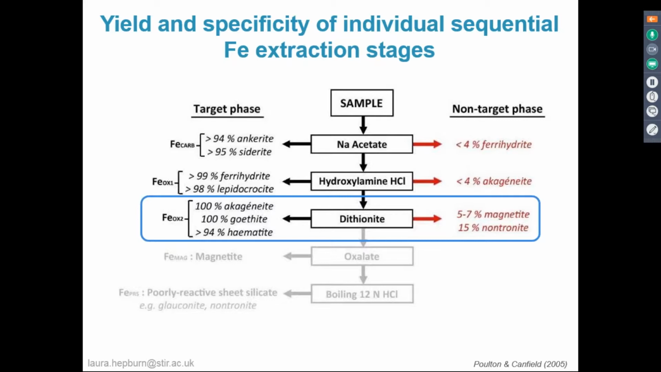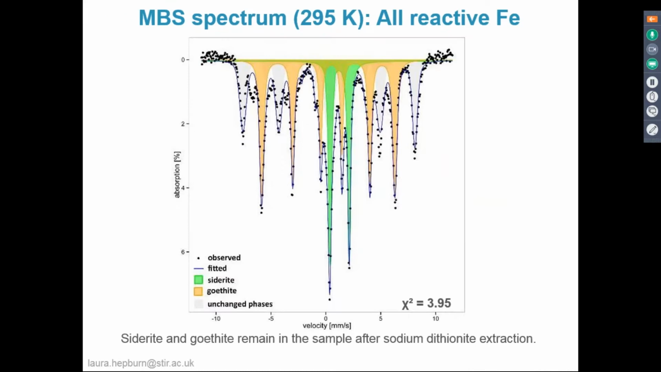The hydroxylamine step completely removes our ferrihydrite, so we didn't have anything unexpected in this stage. Moving on to our dithionite extraction, what we're expecting to remove is our goethite in this sample. However, again, we not only see that goethite is present in the spectrum, but that it's not significantly different from the original unleached phase. And not only this, the siderite that should have been removed in our first extraction step is still sat in the sample even after our dithionite.